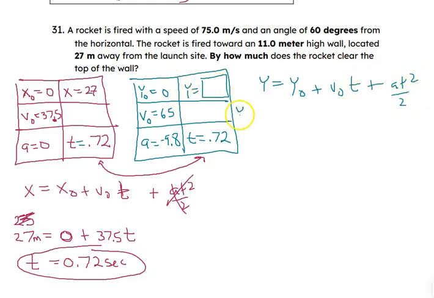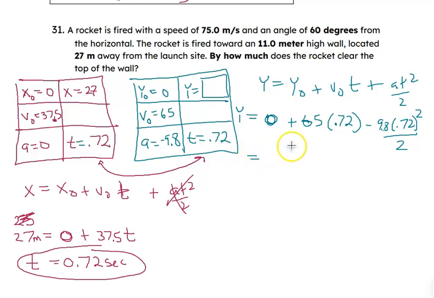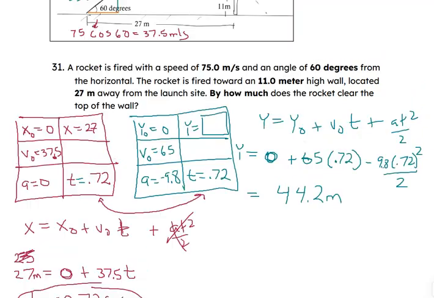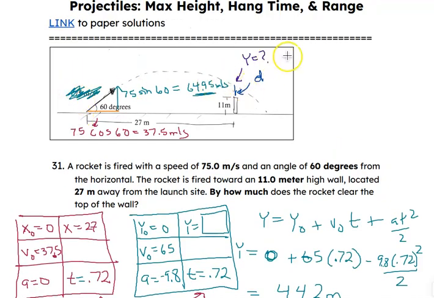And now we're ready to start looking at vertical. And we want the output of the function. It started on the ground, heading up at 65 meters per second. It did that for 0.72 seconds, but gravity pulled it down at 9.8 meters per second squared. So I don't have the numbers calculated, but hopefully you get the same thing. 44.2 meters. That is not the final answer. That is how high the projectile is. So this coordinate right here is over 27, up 44.2.